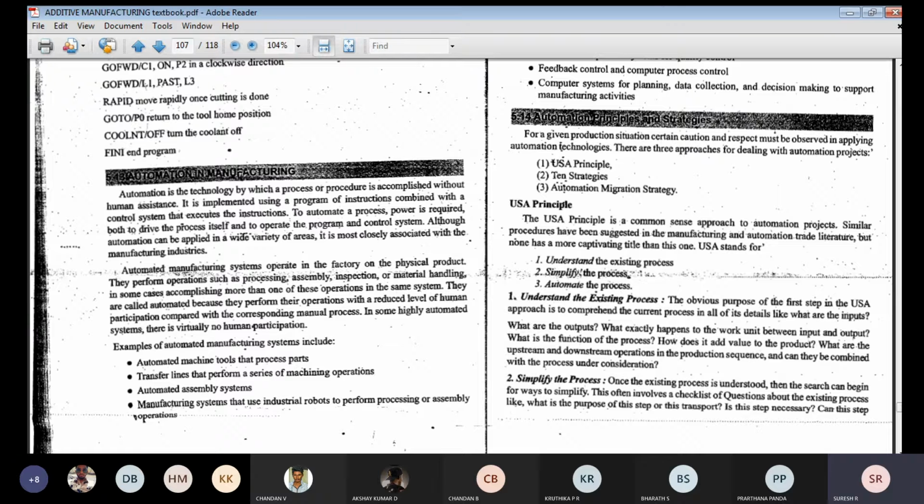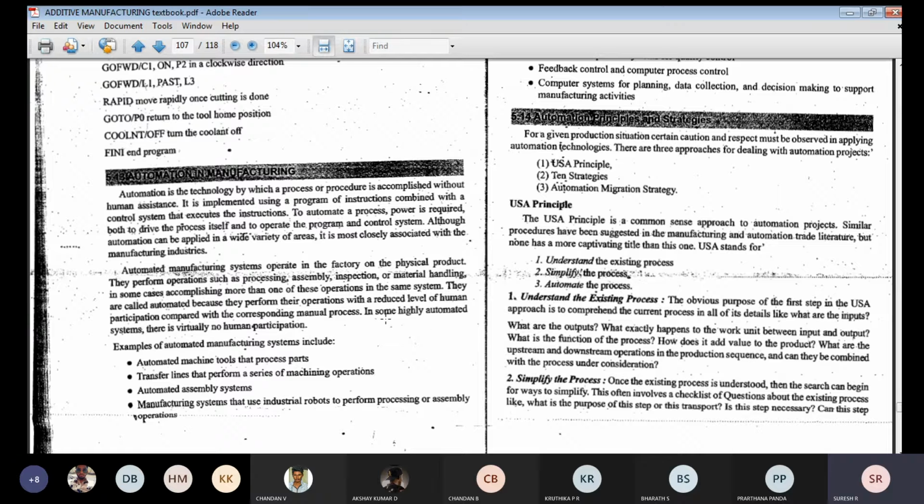It is implemented using a program of instructions, combined with a control system that executes the instructions. Once the instruction has been given, the machine is going to do the things automatically. To automate a process, power is required, both to drive the process itself and to operate the program and the control system.